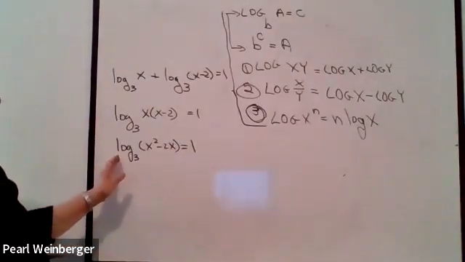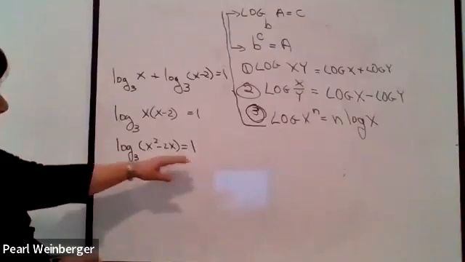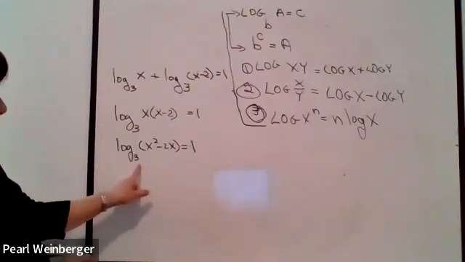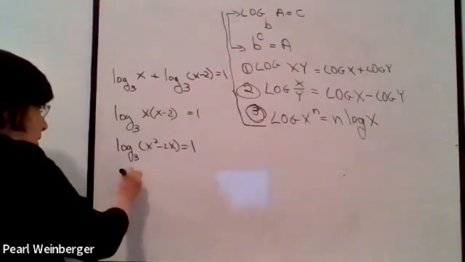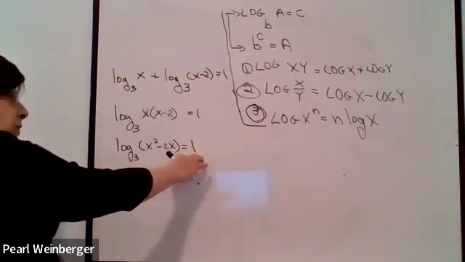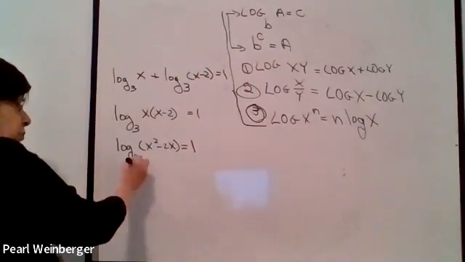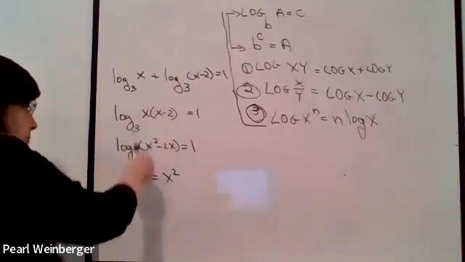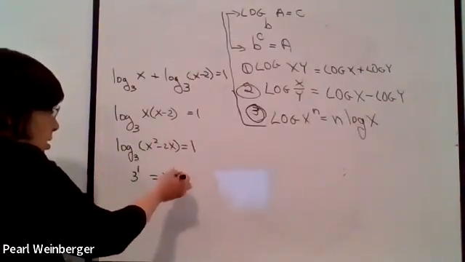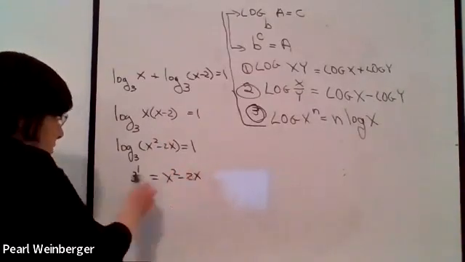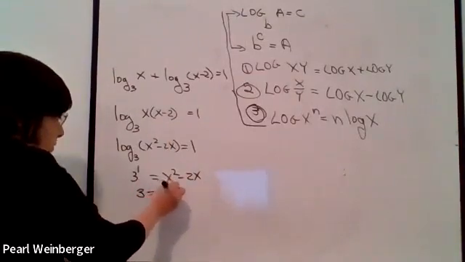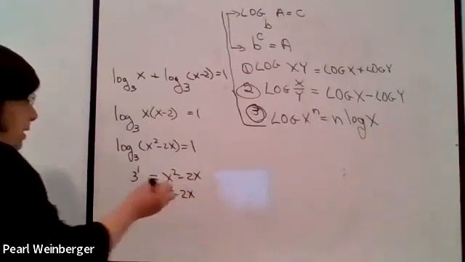And now I have a log equaling a number. This is in a perfect setup to now go to the exponential form. The base here is going to be 3. The exponent is going to be the number that's on the other side of the equal sign, which is 1. And that's going to equal the expression that's written right next to the word log, which is x squared minus 2x. And of course, 3 to the 1 is just 3. So this becomes the equation 3 equals x squared minus 2x.